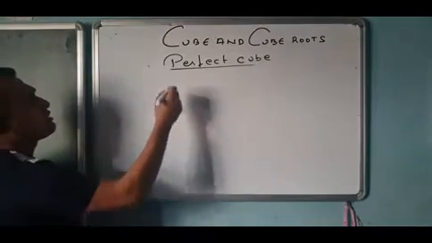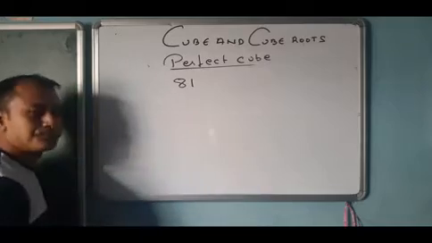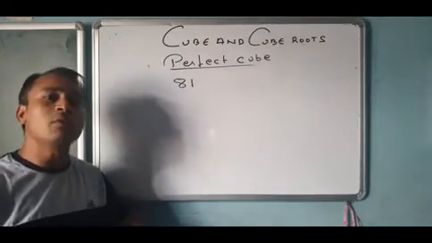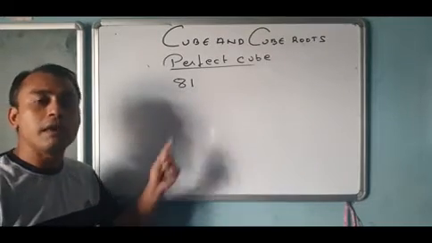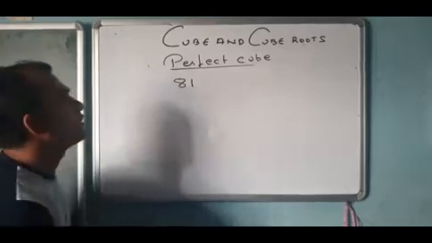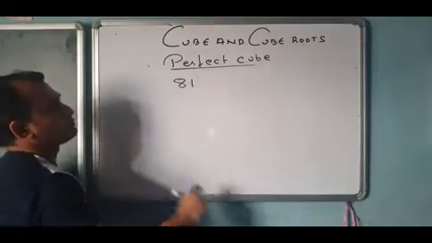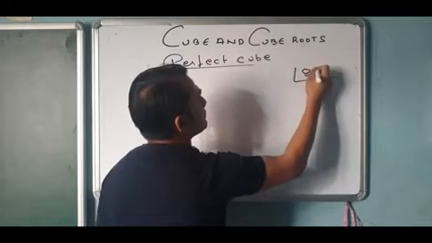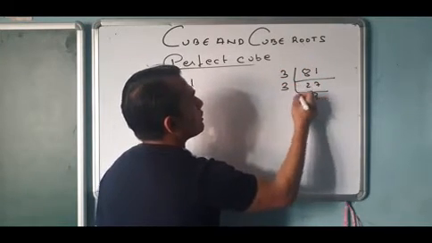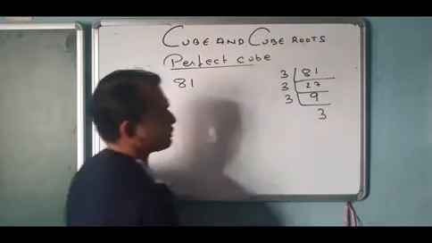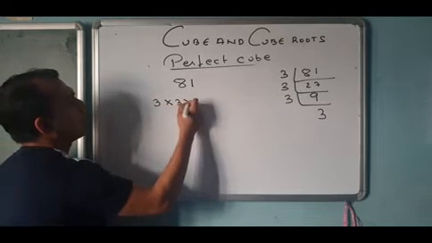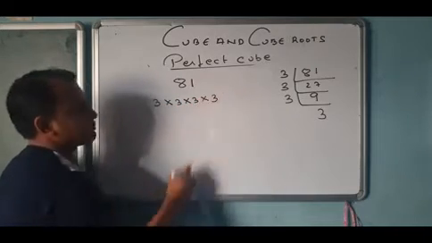So let us take into consideration 81, okay, which is not a perfect cube number. But which number when multiplied with 81 makes it a perfect cube? For such cases, we take the prime factors of 81. So what are the prime factors of 81? 3, 27, 3, 9, 3, 3. So now, this can be written as 3 into 3 into 3 into 3.